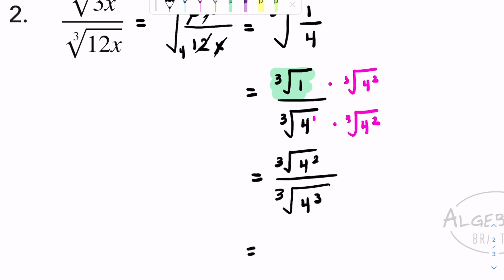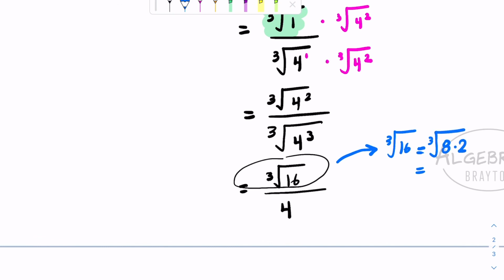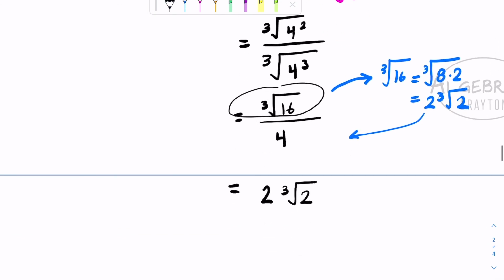When I simplify this again, I have the cube root of 16 divided by 4. Now the cube root of 16 can be simplified because 16 has a perfect cube factor. This would be the cube root of 8 times 2, and the cube root of 8 is 2. So bring that back into the equation. My next step would be 2 times the cube root of 2 divided by 4.